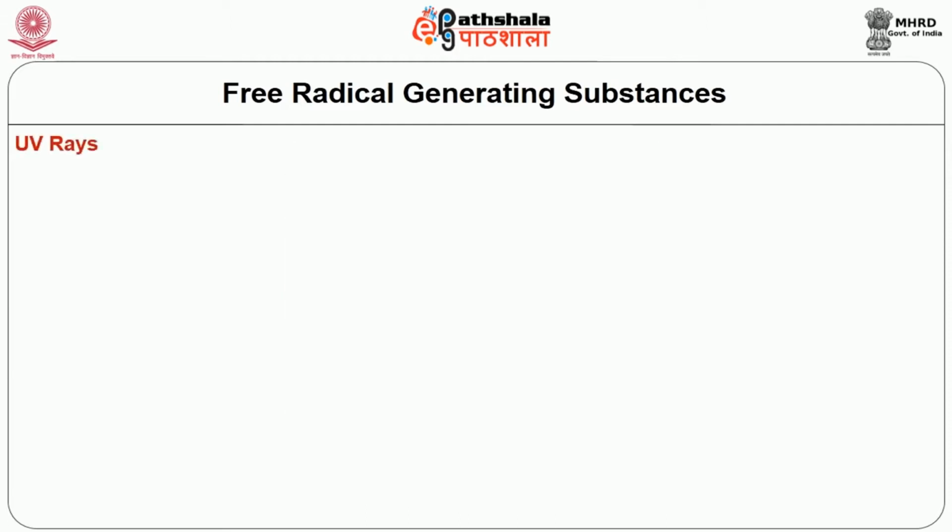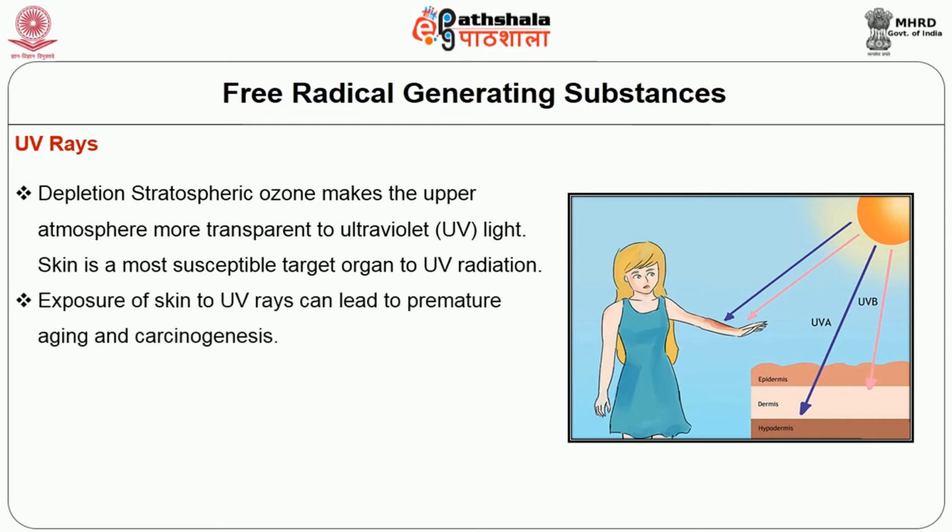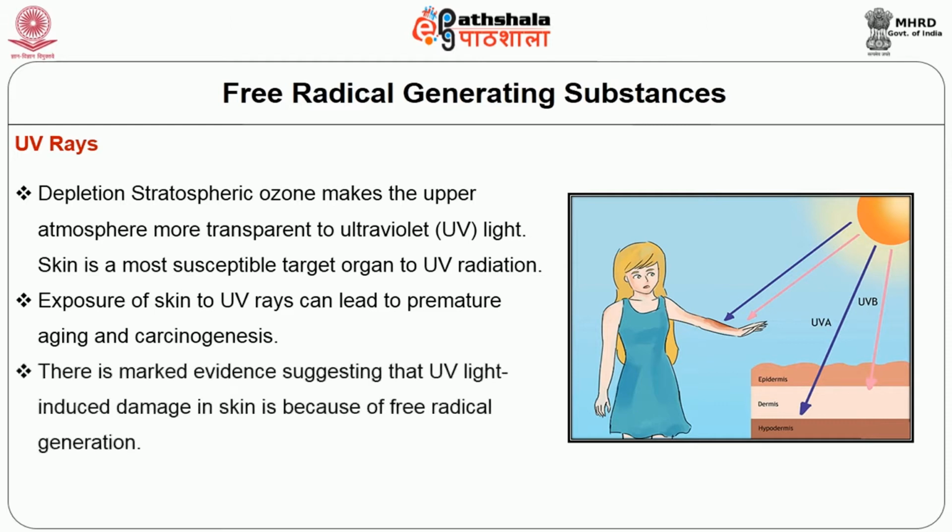Now we are going to see about the UV rays. Depletion of stratospheric ozone makes the upper atmosphere more transparent to ultraviolet light. Skin is the most susceptible target organ to UV radiation. Exposure of skin to UV rays can lead to premature aging and carcinogenesis. There is marked evidence suggesting that UV light induced damage in the skin is because of free radical generation.